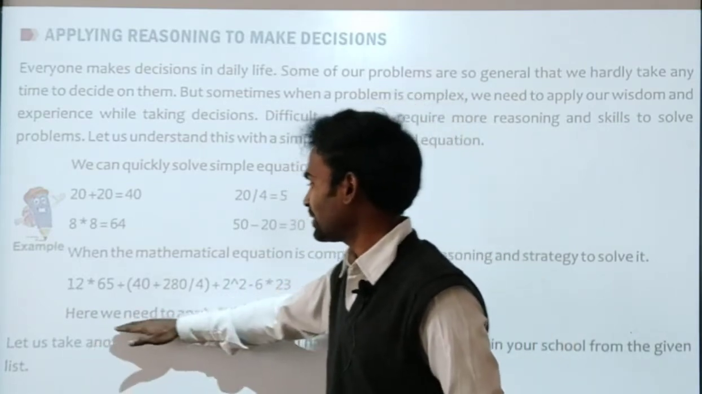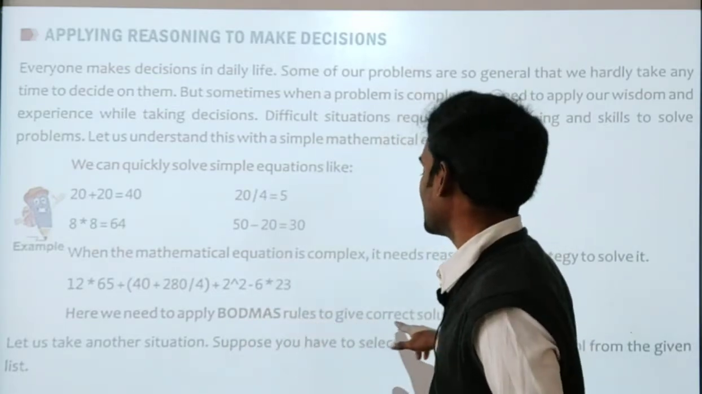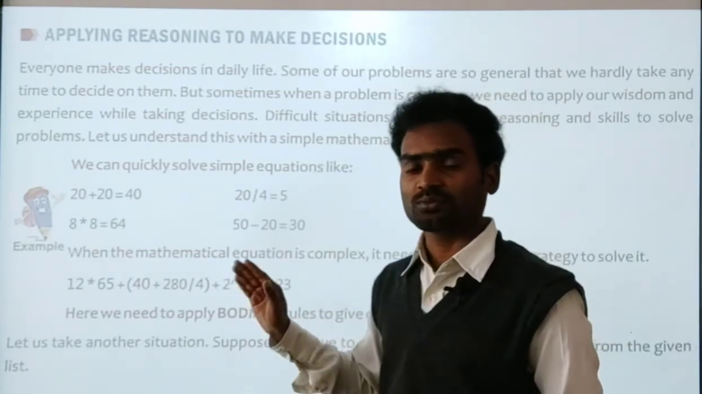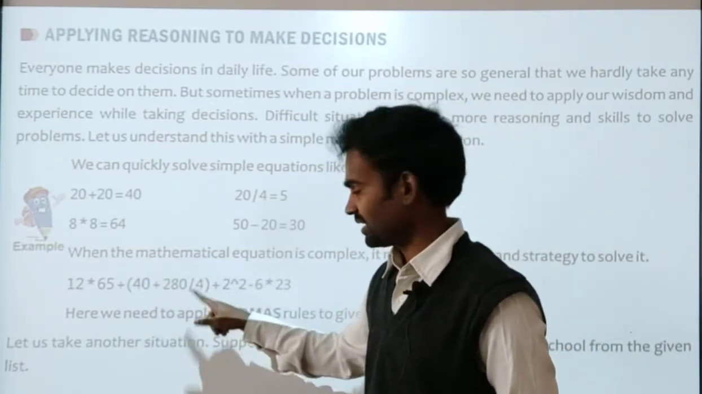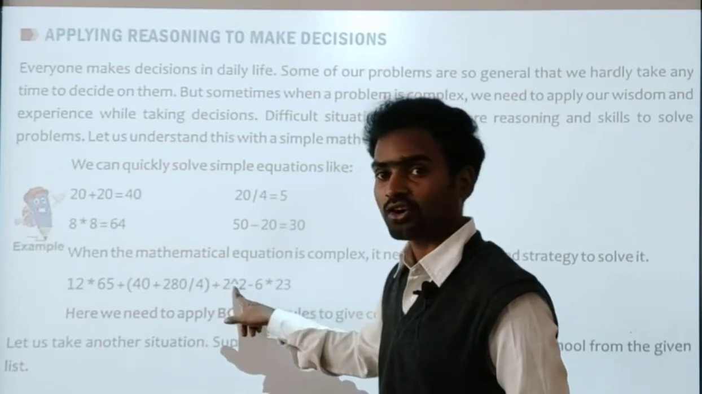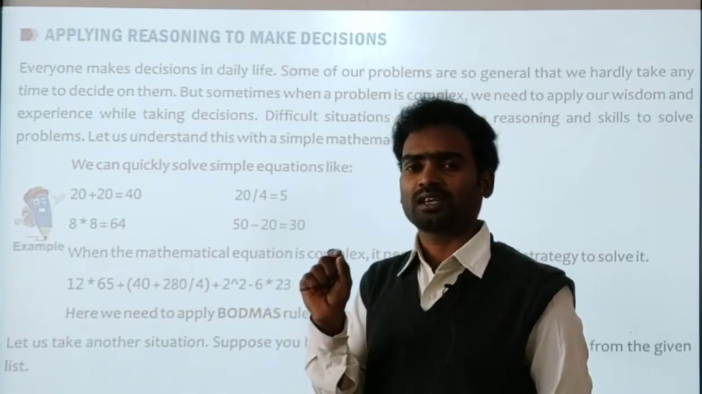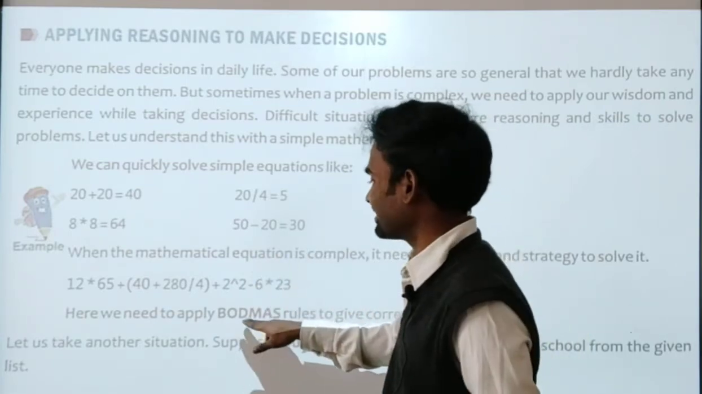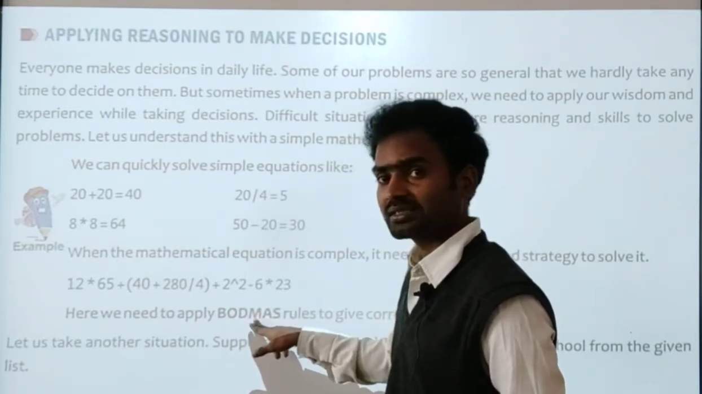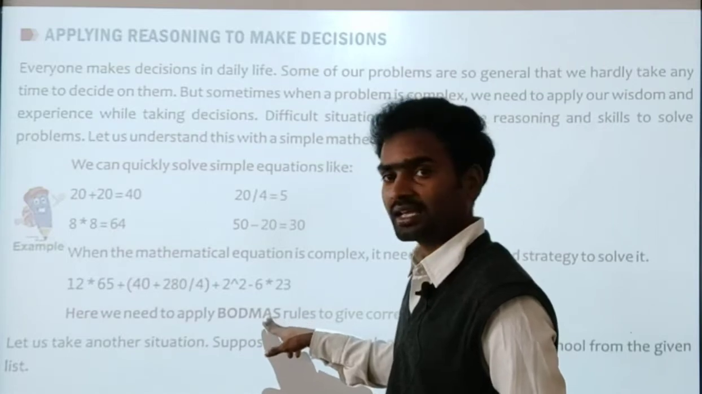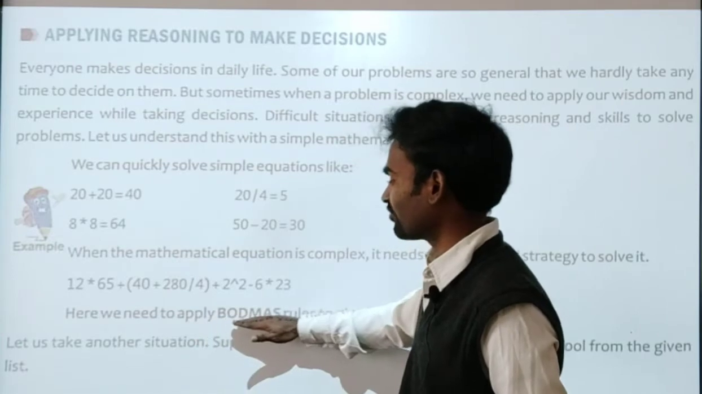See what we do. Here we need to apply the BODMAS rule to get the correct solution. BODMAS means B for bracket. First we have to finish the bracket. And then O for "of". If there is any "of" in that question, we have to finish the "of" first. "Of" simply means multiplication. Then D means division, M is multiplication, A is addition, and S means subtraction. So this method we will follow.